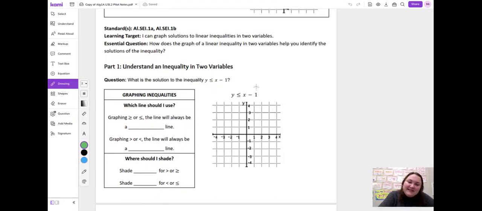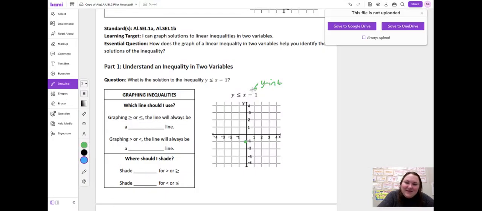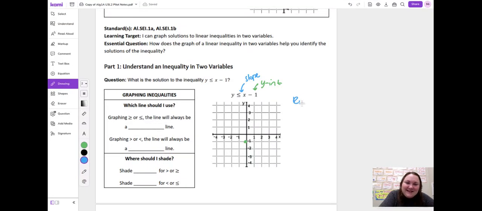So when we graph this inequality, this is still going to be my y-intercept. So I can start by putting a point at -1 on my y-axis. And the number here is still going to be my slope. So I know for this line, my rise and run is going to be 1/1. And I can add a couple more points there. This should be the same as what you did on the do now. The difference is what comes after.